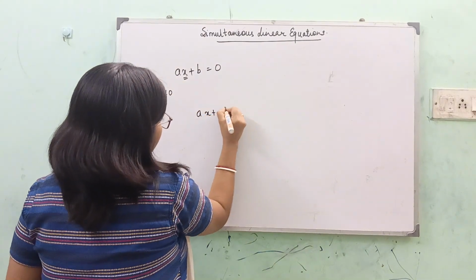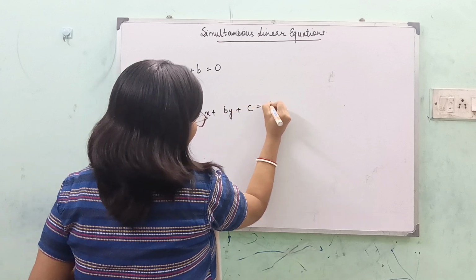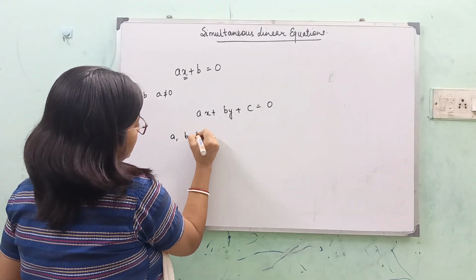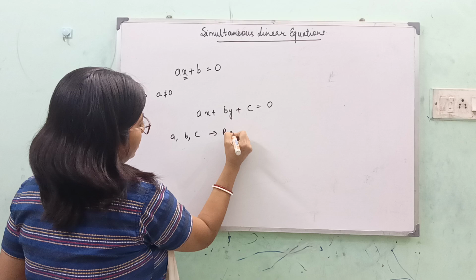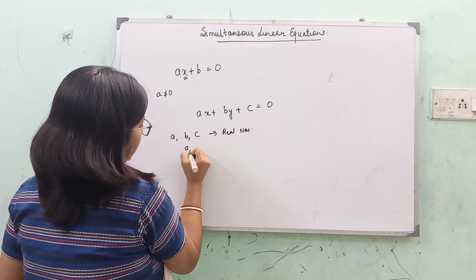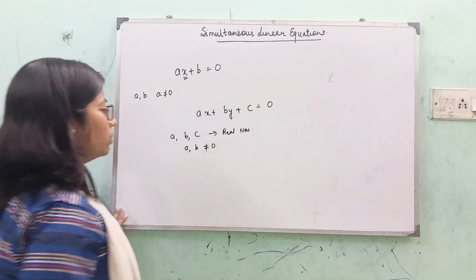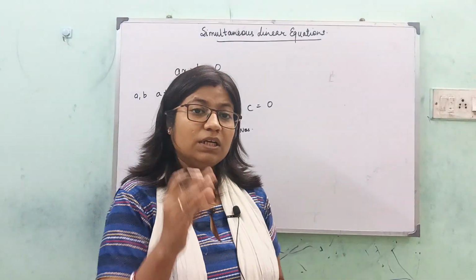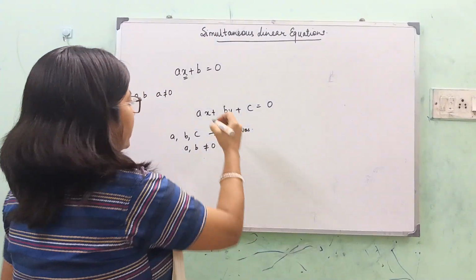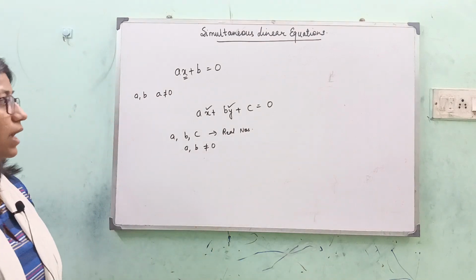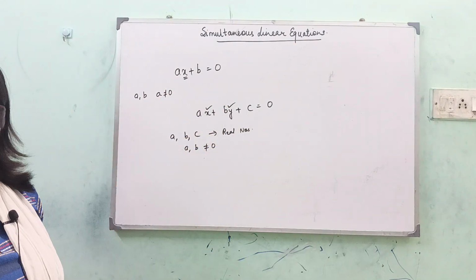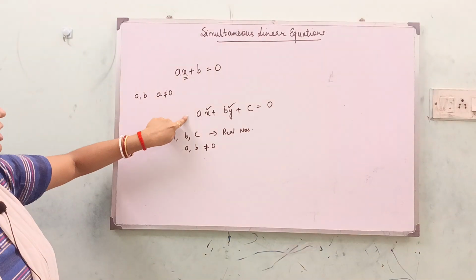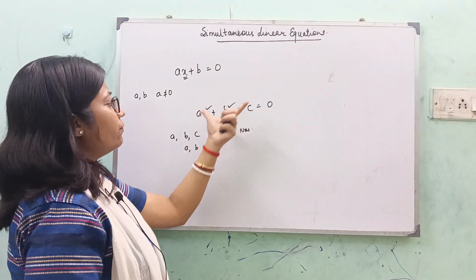Now, if I take an equation which looks like this, I can see a, b, c. Let us define these to be real numbers, and a, b both not equal to 0. So this is the general equation of a linear equation in two variables. Why? We can see two unknowns here, that is x and y. So this is the general equation of a linear equation in one variable, and this is the general equation of a linear equation in two variables.